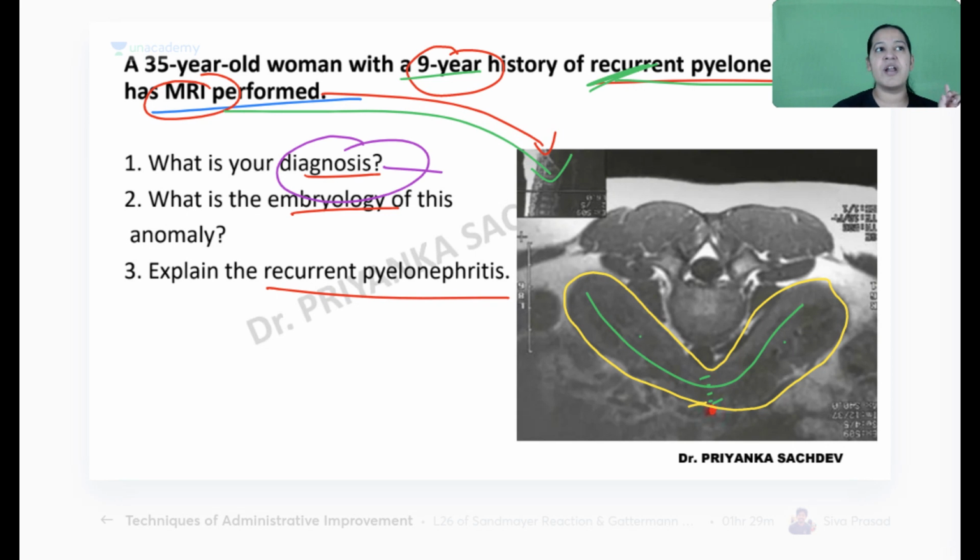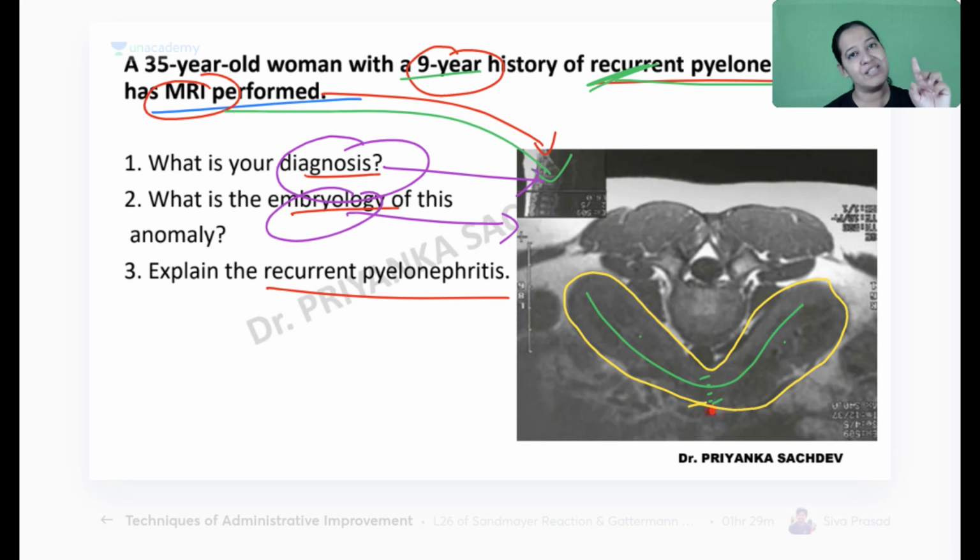So this is a simple question. Identify the diagnosis. If I want to increase the difficulty level of this question, I will not ask what is the diagnosis. I will give you the image. If I am the examiner, I will give you the image and I will ask you what is the embryology of your diagnosis. First, make the diagnosis. It is a 2-step question. First, make the diagnosis, then tell me the embryology of that.